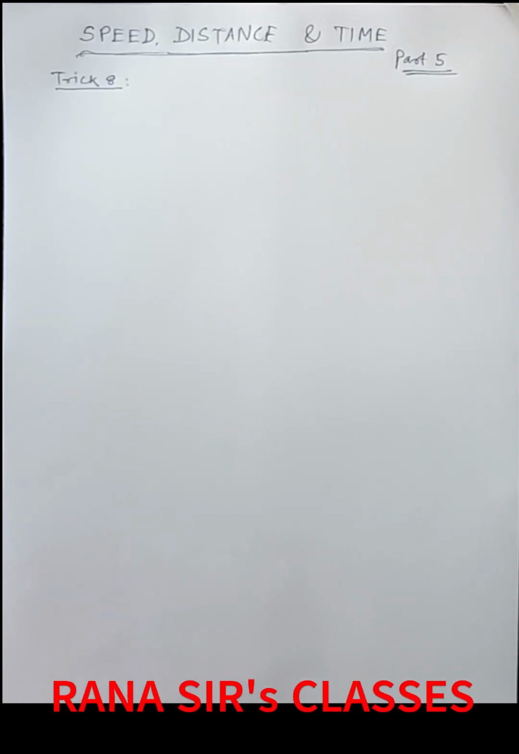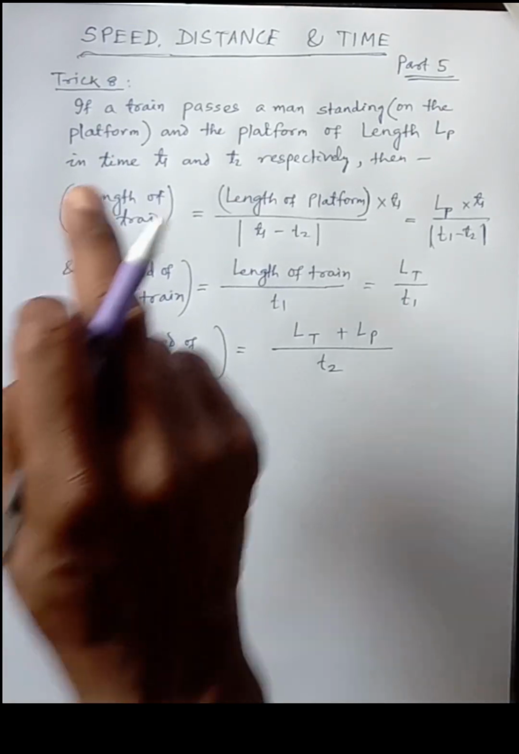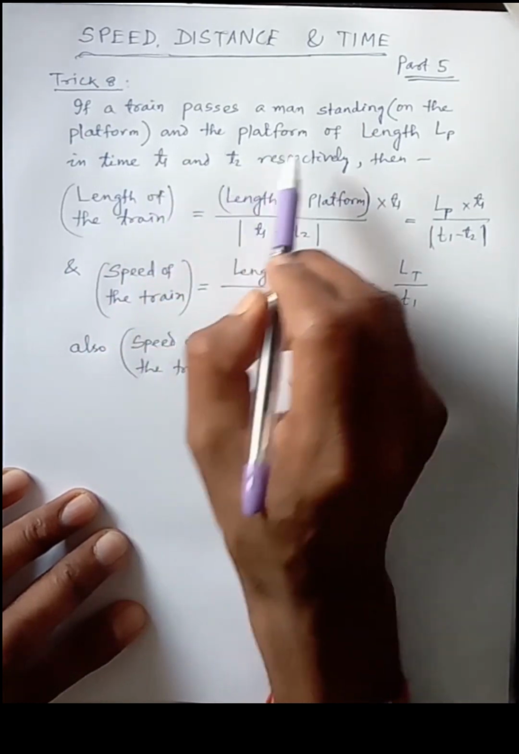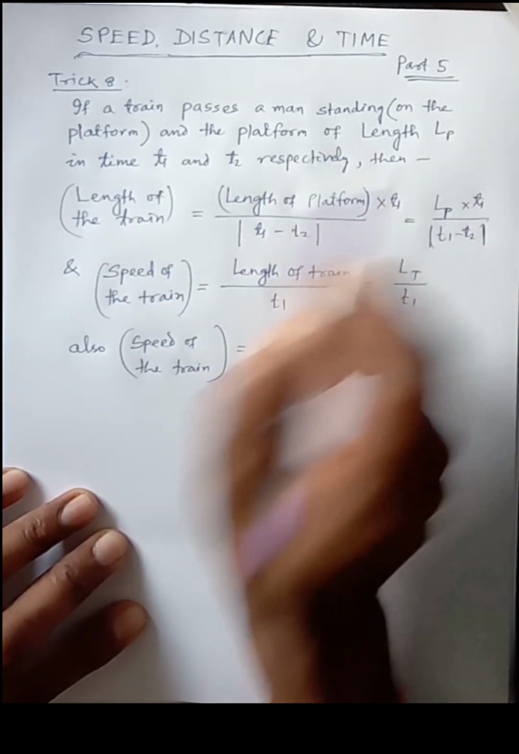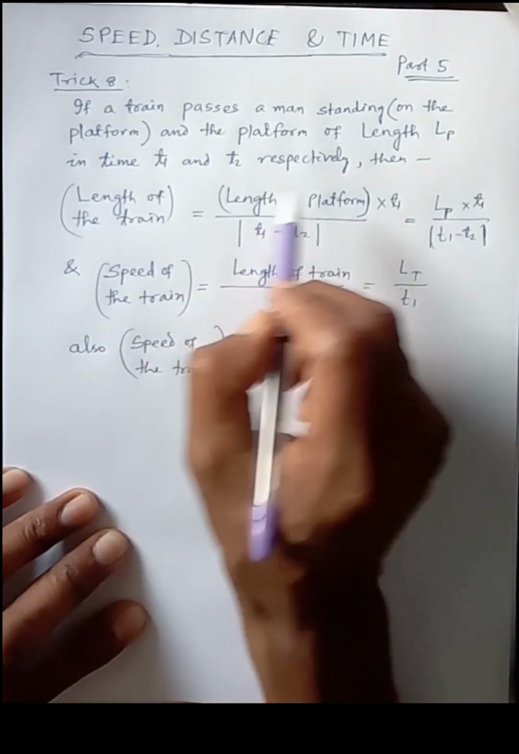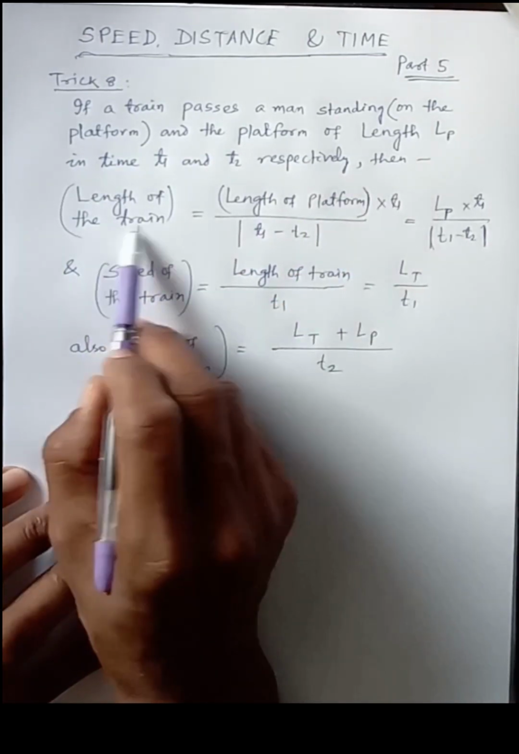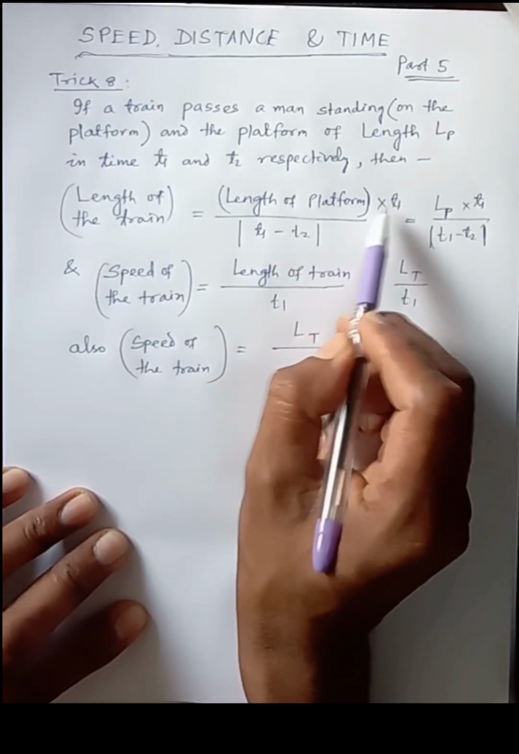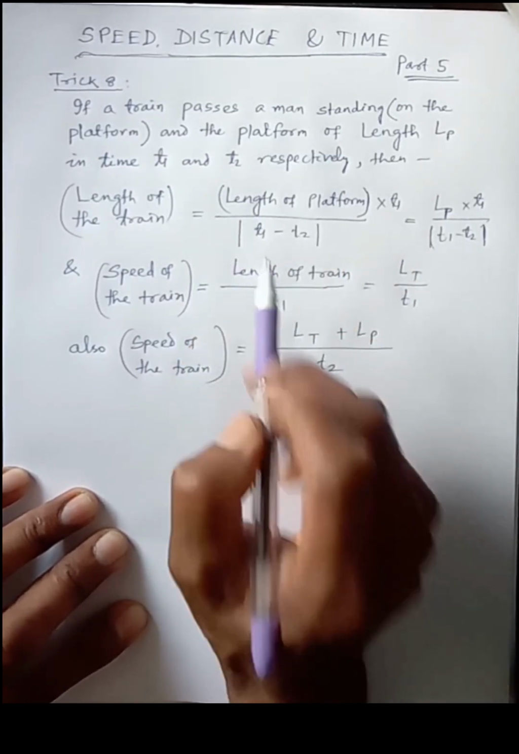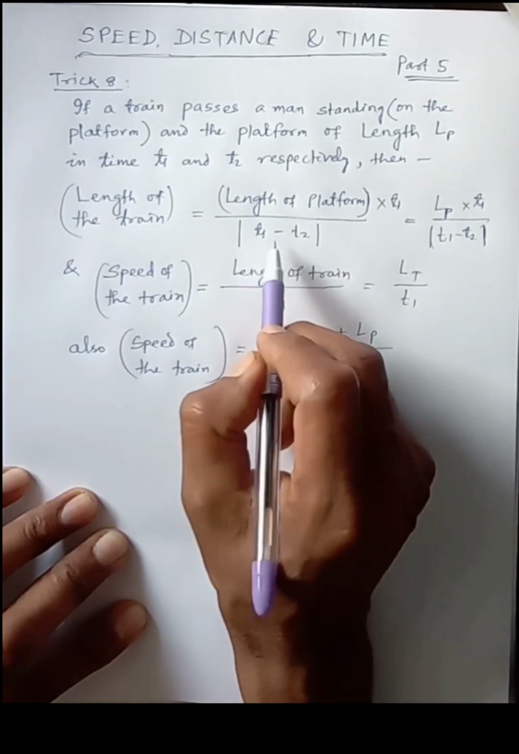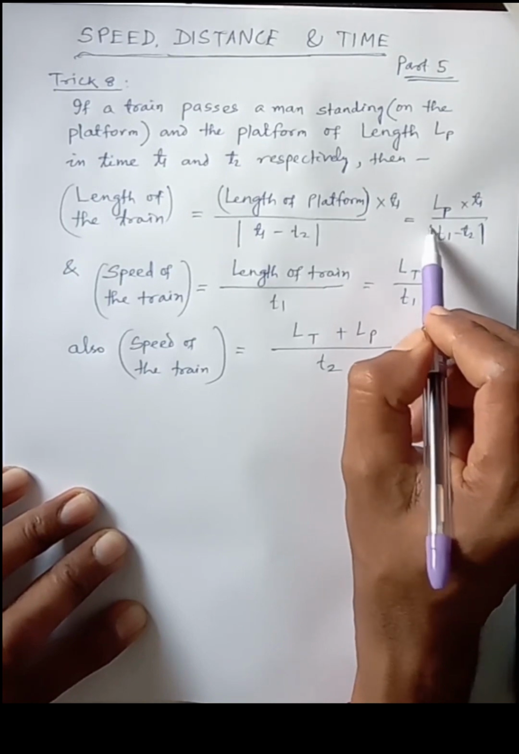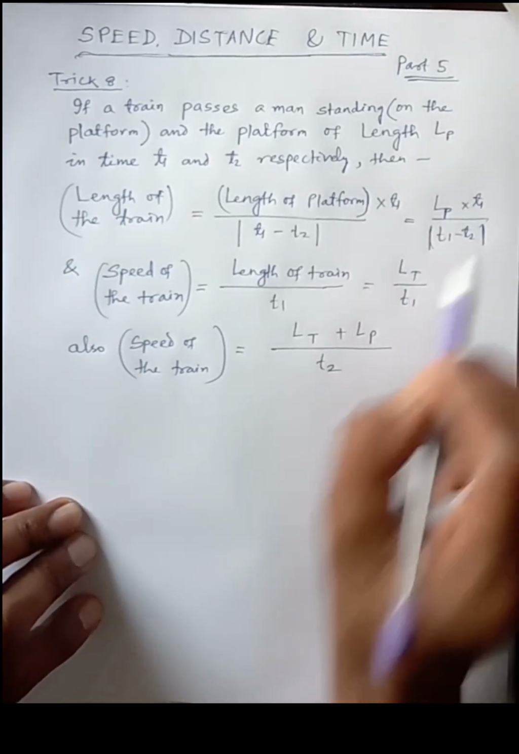Speed, distance and time, part 5, trick 8. If a train passes a man standing on the platform and the platform of length LP in time t1 and t2 respectively, then the length of the train is equal to the length of the platform multiplied by t1 divided by the absolute value of t1 minus t2. That means LP into t1 divided by absolute value of t1 minus t2.